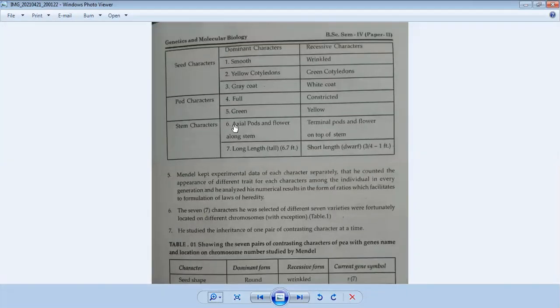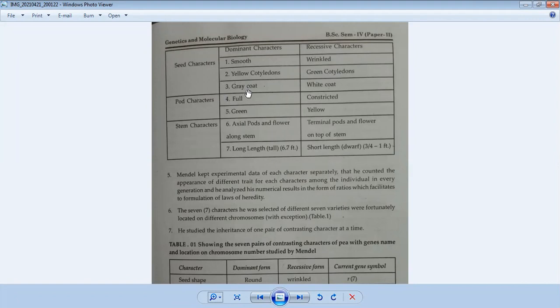Let's just talk about these tables. Seed character, which are divided into dominant character and a recessive character. I think there is no need to tell you what is meant by dominant and recessive. The character which expresses in the next generation is called the dominant character, and the character which does not express in the next generation is called the recessive character. So in case of the seed character, seeds are smooth in the dominant cases, and they are wrinkled in case of recessive cases. Seeds may be yellow cotyledons having the dominant character, and the recessive character green cotyledons.